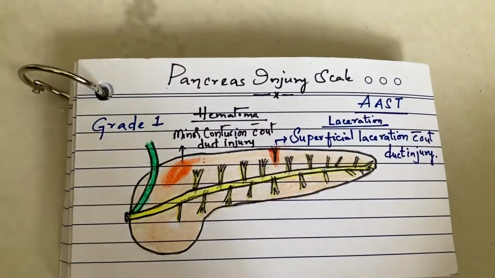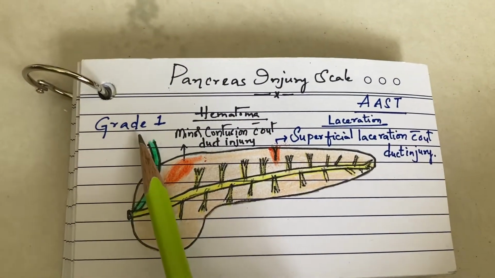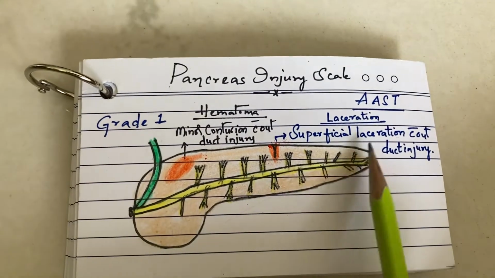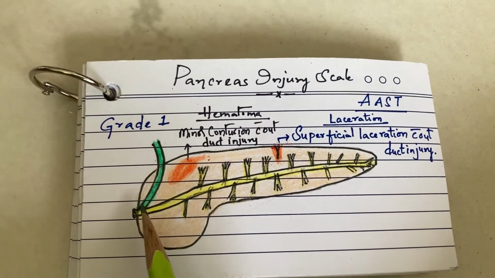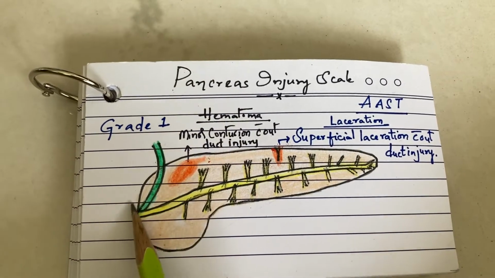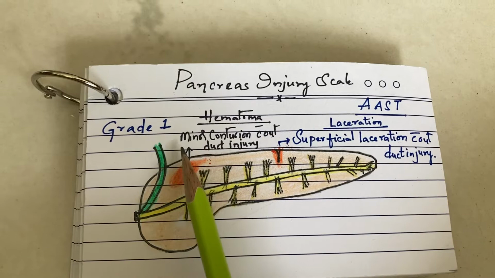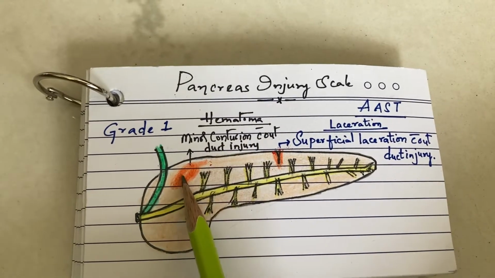Grading of pancreatic trauma. First one is grade 1. It has a hematoma and laceration. Hematoma, this is the pancreas. We have a pancreatic duct and we have a bile duct. They open into the duodenum at the major papilla. Hematoma here is a minor contusion without any duct injury.